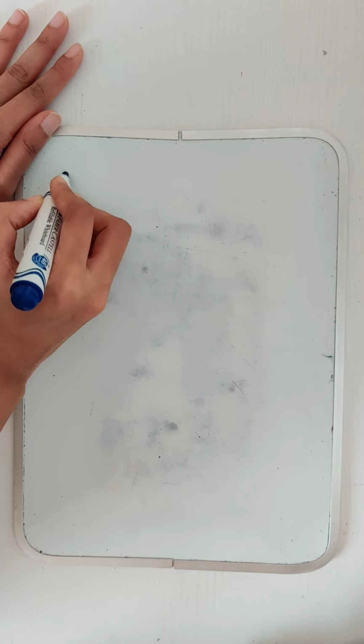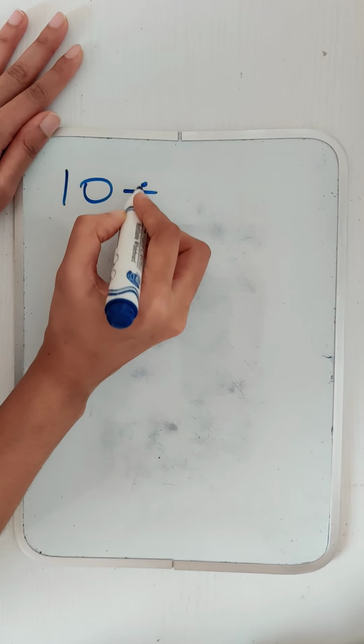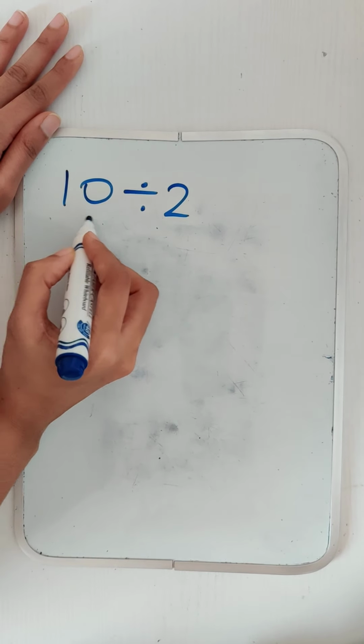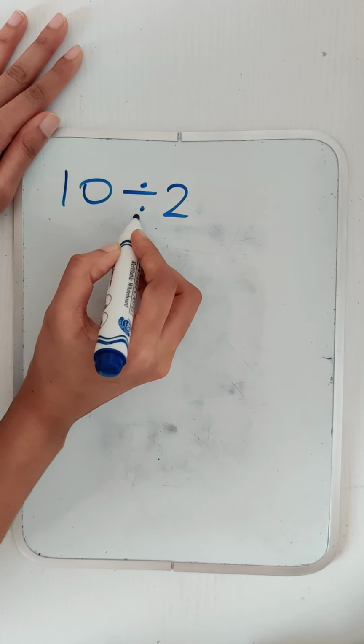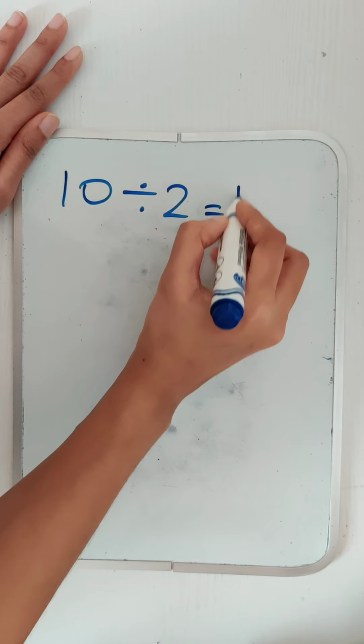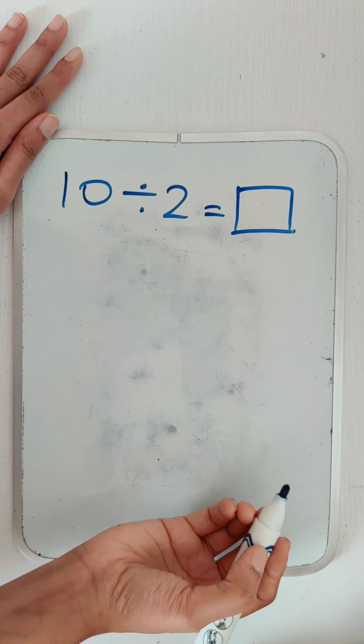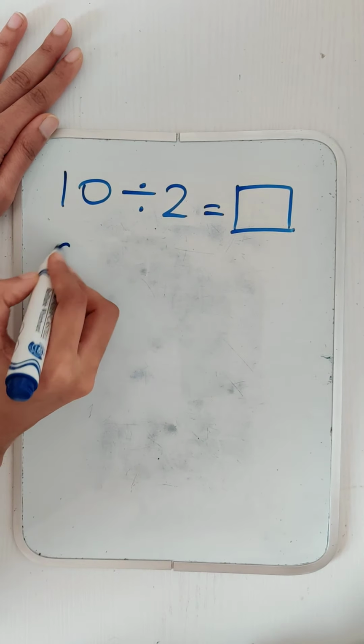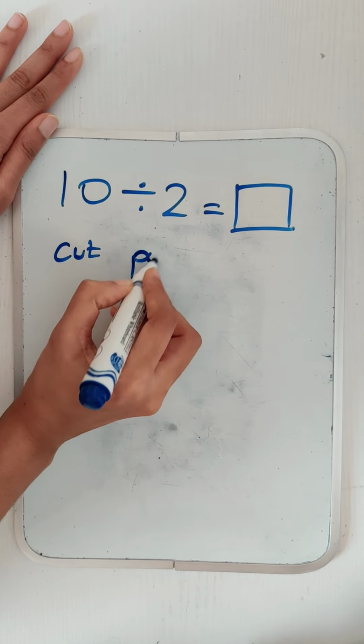So for that, I'm going to write a sum over here. That is 10. The sign says divide. So 10 divided by 2 is equal to. And now the first strategy is the cut and put strategy.